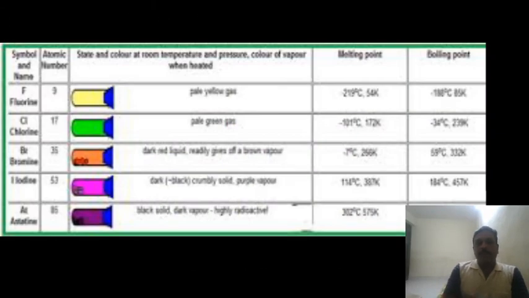We can see here fluorine, which is a pale yellow gas, then chlorine, which is a pale green gas, then bromine, which is a dark liquid, and iodine is a purple solid. So the first 2 elements are gases, the third one is a liquid, and the fourth one is a solid. So these are the physical appearances of the halogens.